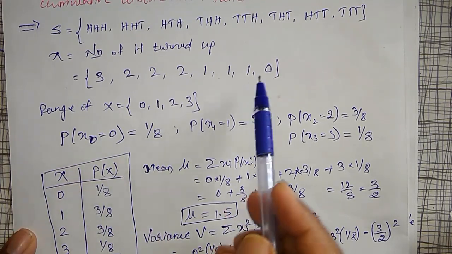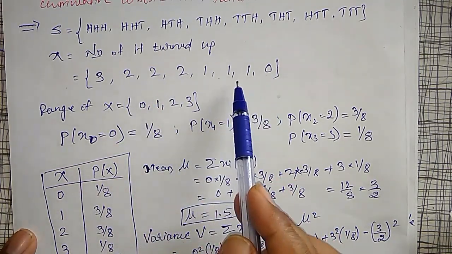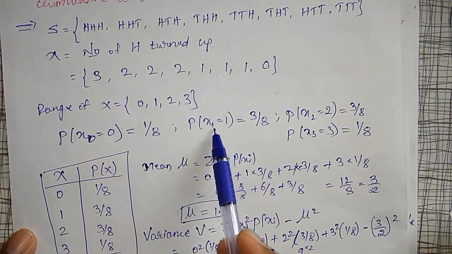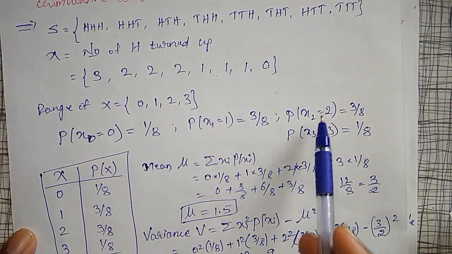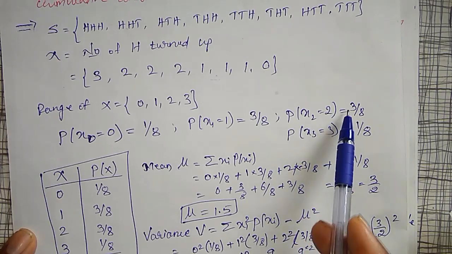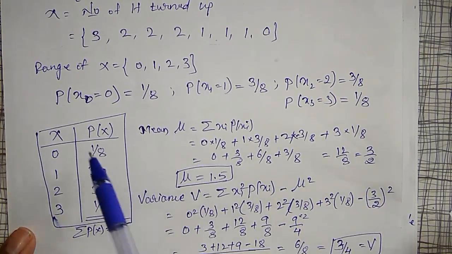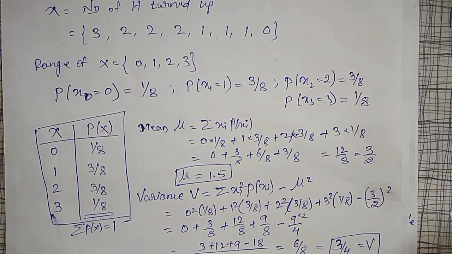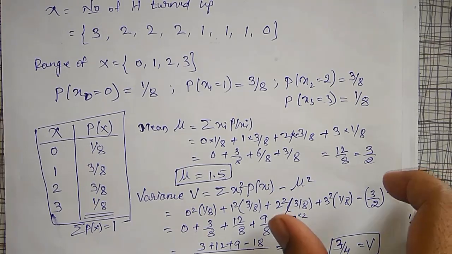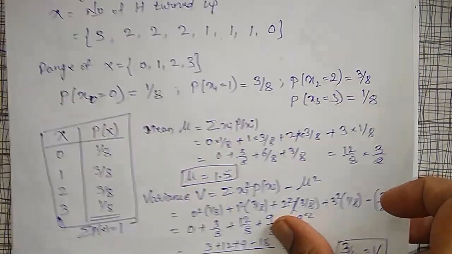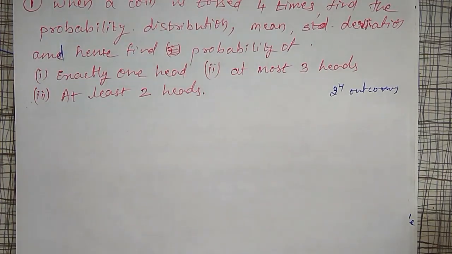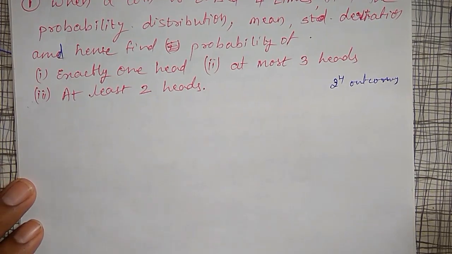Here x equal to 0 is repeated only once, therefore 1 by 8. Probability of x equal to 1, repeated 3 times, therefore 3 by 8. For x equal to 2, 3 by 8, and 1 by 8. Like that, one problem we have discussed to find the mean, and this is the probability distribution whenever 3 coins are tossed. This one we have discussed, but here 4 coins have been tossed. That will be lengthy for us. That's why here we'll use the binomial distribution to solve this problem easily.